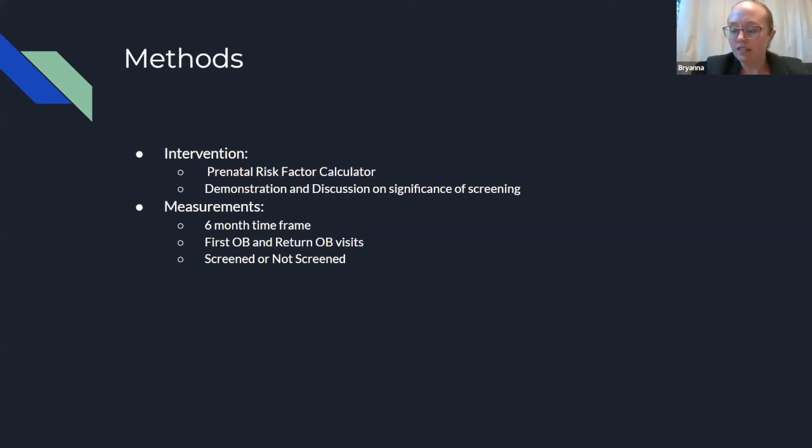And then I demonstrated the use of this and discussed the significance of screening at a conference with providers at the beginning of September of 2020. And then I looked at 6 months prior to and 6 months post. So I did from February 1st to August 31st of 2020. And then I did from December 1st to June 30th. And looked at patients who participated in either a first OB or return OB visit during that time frame. I left a 3-month gap to allow for setup, and then also to allow for less carryover of patients. So there's a little bit more of a gap there.